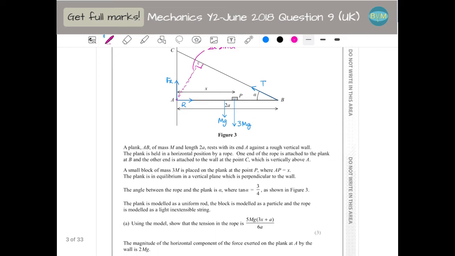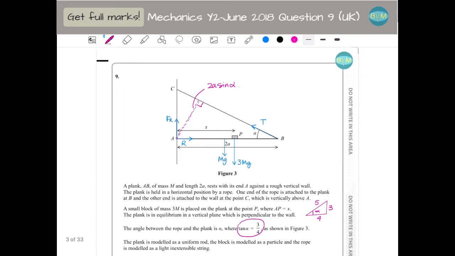But we know tan alpha. When tan alpha is 3/4, you can use that wonderful triangle: this is alpha, opposite is 3, adjacent is 4, and with Pythagoras this is 5, so sin alpha is 3/5. So this is going to be 2a times 3/5, or 6a over 5, and that will help a lot.